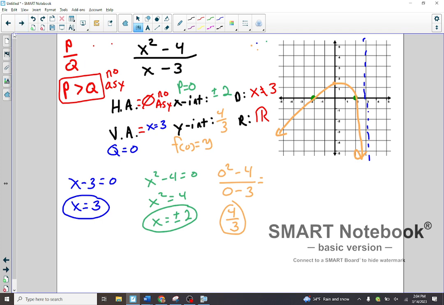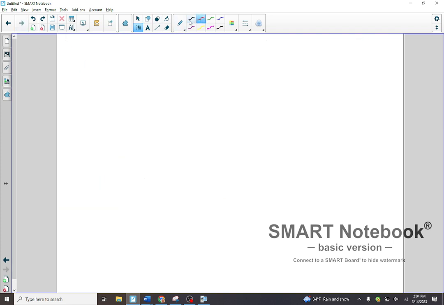Okay. So let's do one with a... let's continue. Again, this will be a P equals Q situation. So let's do x squared minus 4 over x squared minus 9. Actually, let me do it this way. Let's do 2x squared minus 8. So it's actually clean numbers, okay?